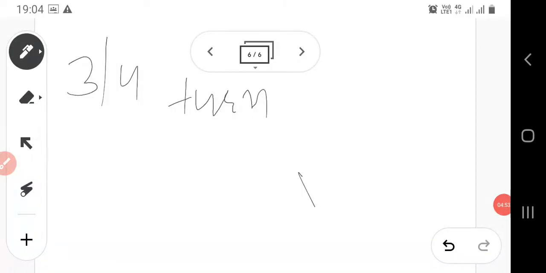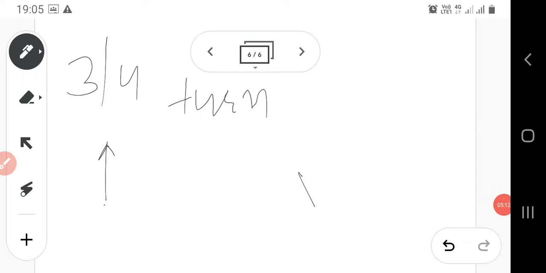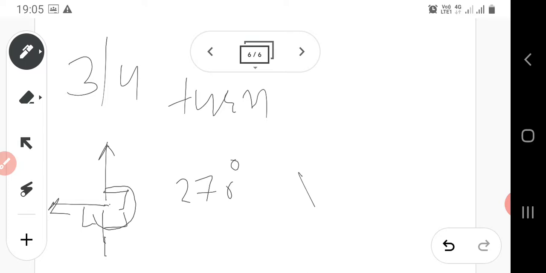What is 3/4 turn? If this shape turns to this place, then this angle will be 270 degree, because here 90, here 90 also, and here 90 also, so totally it turns 90 plus 90 plus 90 is equal to 270 degree turn.